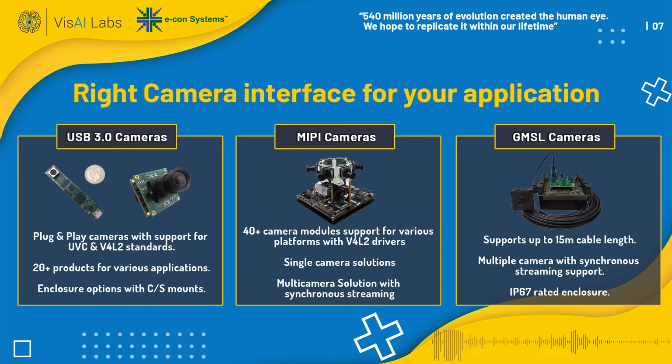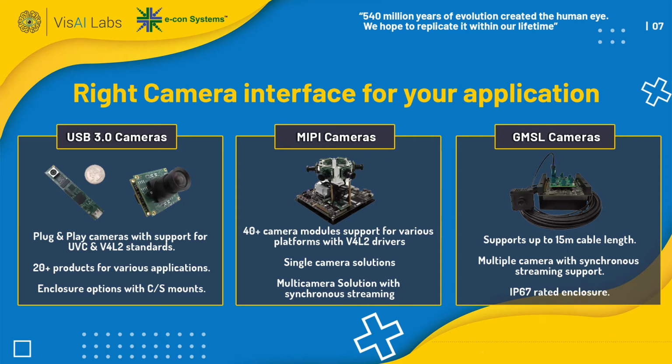So now we know the components we need to consider before choosing the right camera. So how do we accelerate? How do you make a fast prototype and make it a production-ready product? You can go for off-the-shelf cameras.